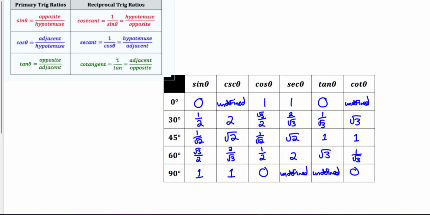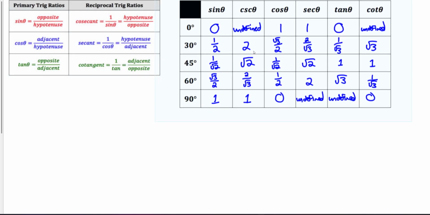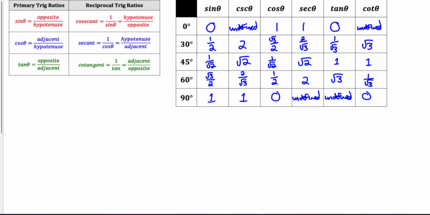Okay, so we got everything here now. So here we have sine theta, and we know sine theta is opposite over hypotenuse. We know cos is adjacent over hypotenuse, and tan is opposite over adjacent. Pretty straightforward. Now you're going to be introduced to 3 new trig ratios, but they're not really new. They're related.